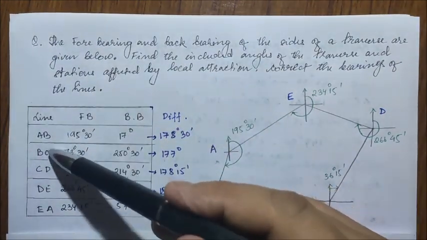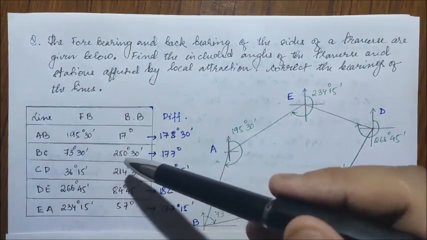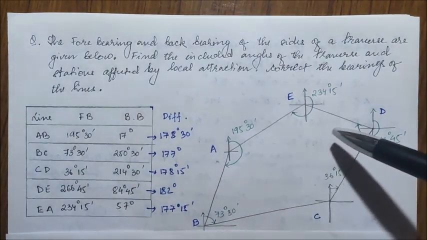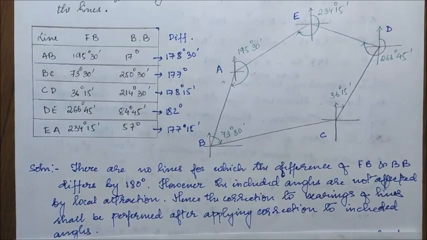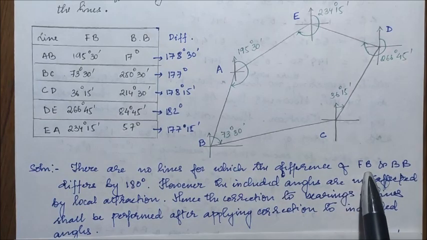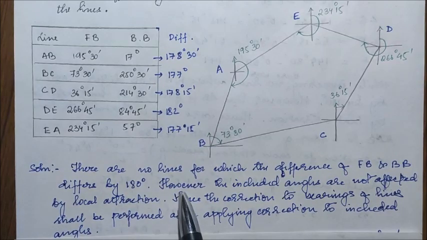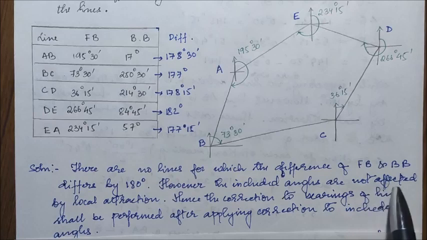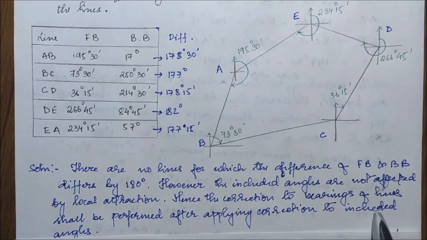The bearing of several lines for a traverse is given, fore bearing and the back bearing, it is given here. Using this bearing, we have drawn this particular figure. Now, let us continue. There are no lines in this particular traverse for which the difference of the fore bearing and the back bearing differs exactly by 180 degree. However, the included angles are not affected by local attraction. Hence, the correction to bearings of the lines shall be performed after applying correction to the included angles.